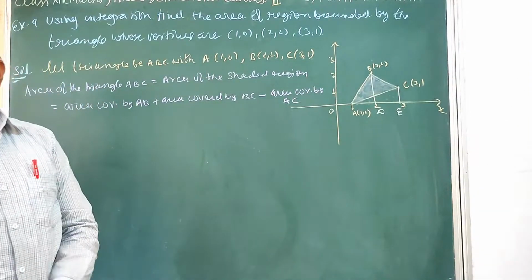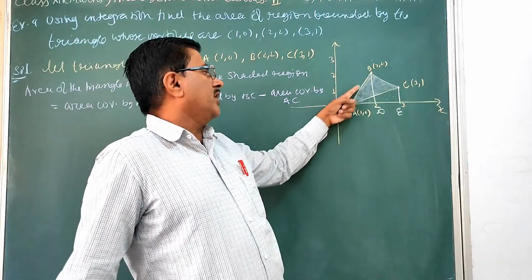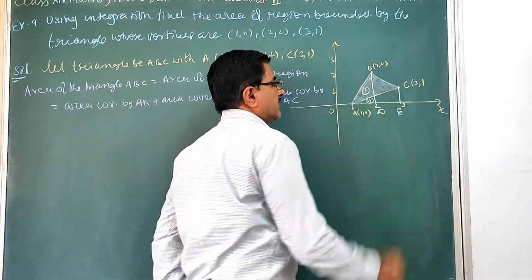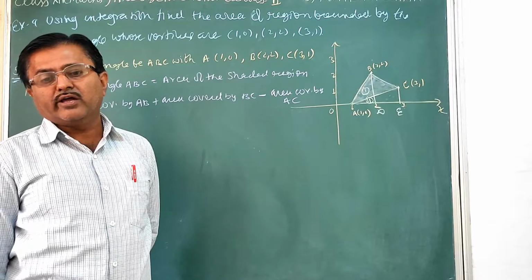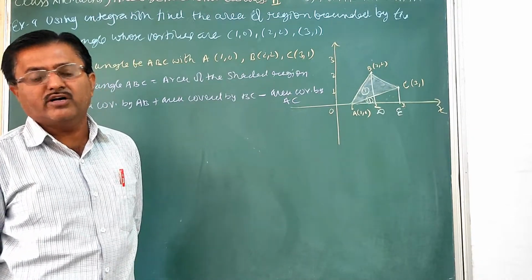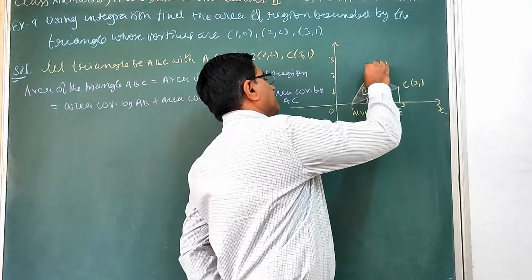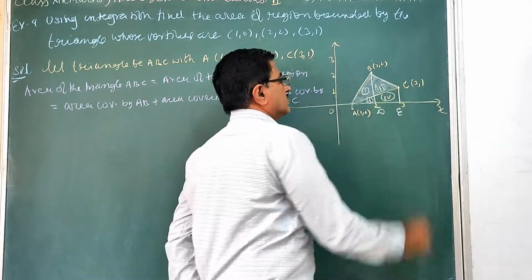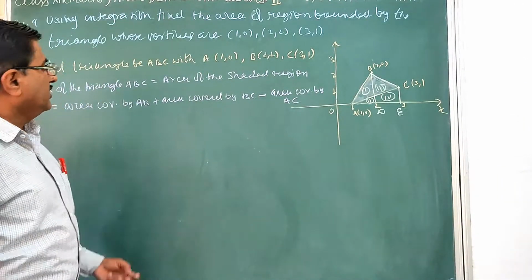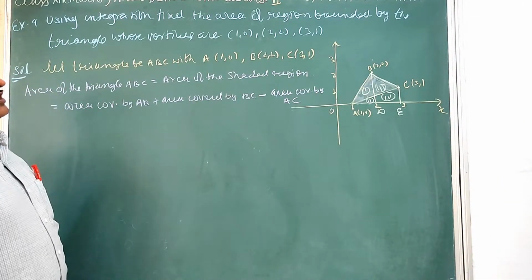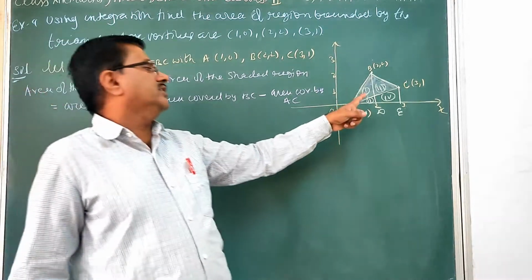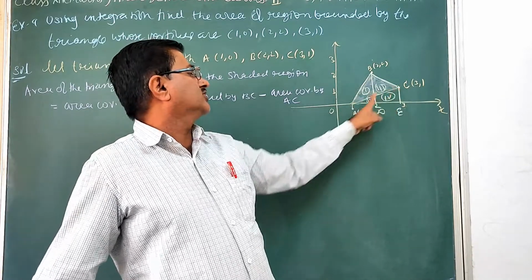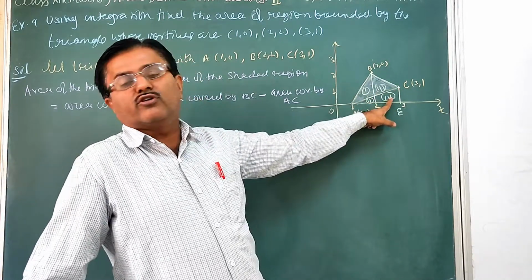This is why I have written this area covered by AB. It means we are getting first part and second. Area covered by AB gives you area for part first and second. And if you find the area of BC, that is third part. We need the area of first and third. That's why we minus area covered by AC. AC means second and fourth part.